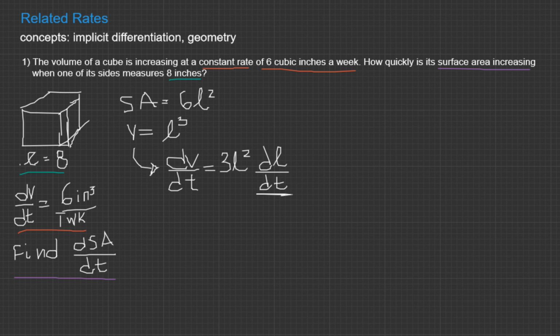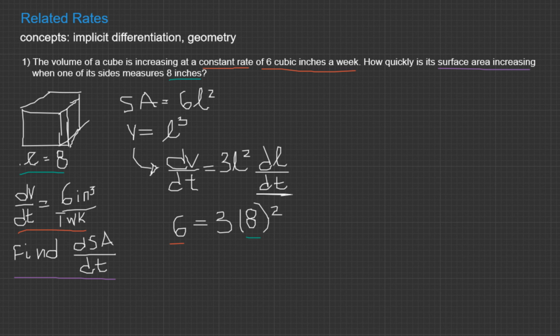So I know that dV/dt equals 6, and I have 6 is equal to 3 times 8 squared. And just as a reminder, that 6 comes from the information in the problem, and that 8 comes from information in the problem as well.